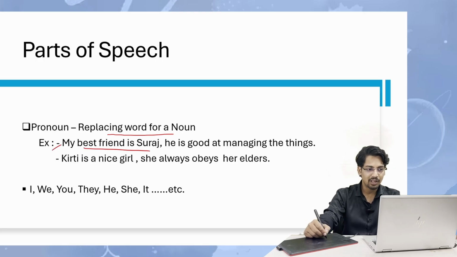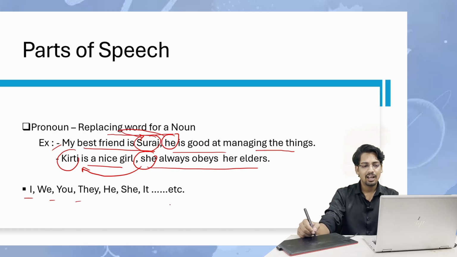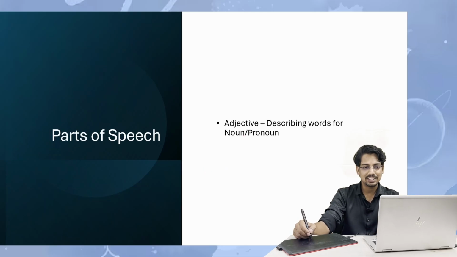Here is an example. My best friend is Suraj. He is good at managing the things. So the word he is replacing Suraj here. That means he is a pronoun. Kirti is a nice girl. She always respects her elders. Here in the sentence, she is replacing Kirti. That means she is a pronoun in the sentence. I, we, you, they, he, she, it, and many more. These are the pronouns.